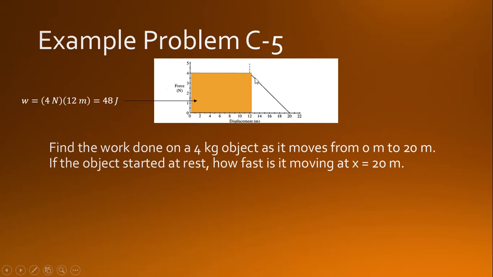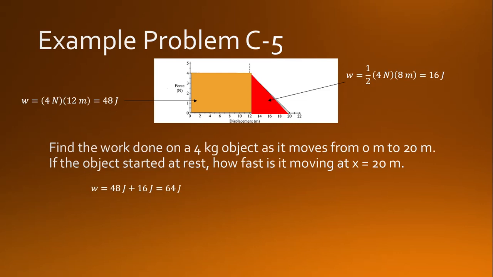The nice thing is that this is a nice rectangle that is 4 newtons high and 12 meters wide. So that's 48 joules of work. On the right hand side, that's a nice triangle. So it's 8 meters long, 4 newtons high. Half base times height is a triangle, so 16 is the area of this. And so the net work done is really 48 plus 16, 64 joules.